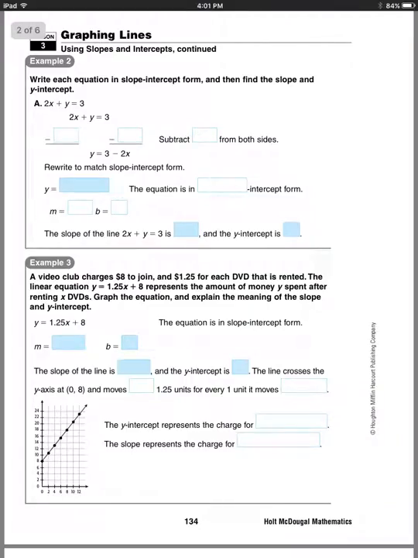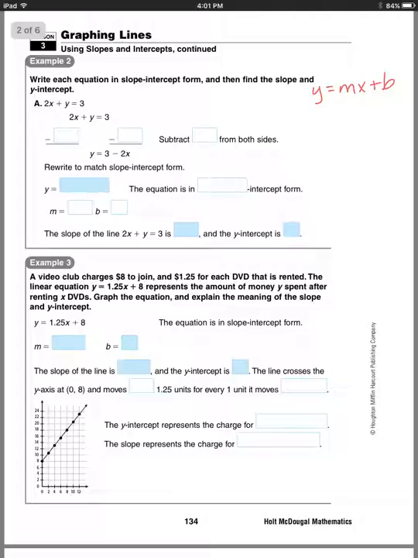Write each equation in slope-intercept form and then find the slope and y-intercept. Slope-intercept form means we want it in the form of y equals mx plus b, which means we are going to solve for y. Okay?